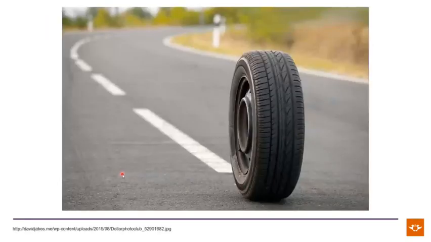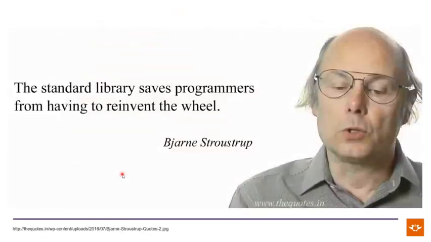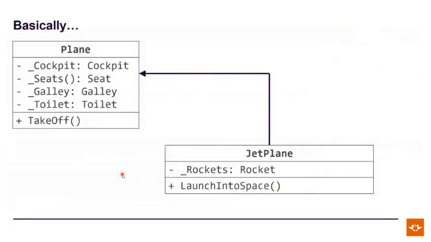So the idea is not to reinvent the wheel. We've got the wheel already. Why do we have to go and make it again? And there's actually a quote. The standard library saves programmers from having to reinvent the wheel. This is what we're going on about. We don't want to redo things. We don't want to redo functionality. We want to reuse functionality. And inheritance is one way that we're allowed to reuse functionality quite efficiently.